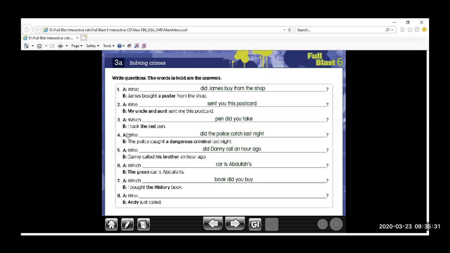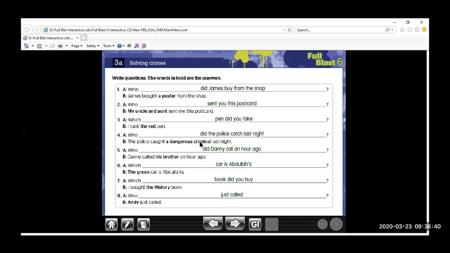Salim wants to answer number 8. Okay, Salim, answer number 8. Andy just called. It's one of the easiest questions. It's a piece of cake. Khalid Al-Malki, can you answer? Unmute yourself. Who just called? You ask about the subject, so don't use an auxiliary verb. Who just called? Well done. Thank you. You were very great.